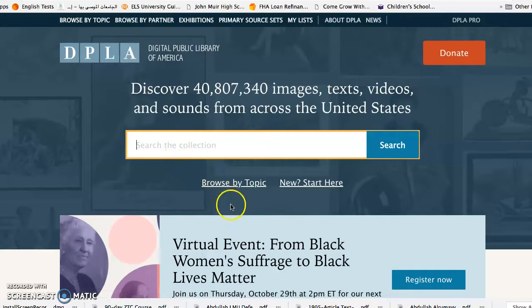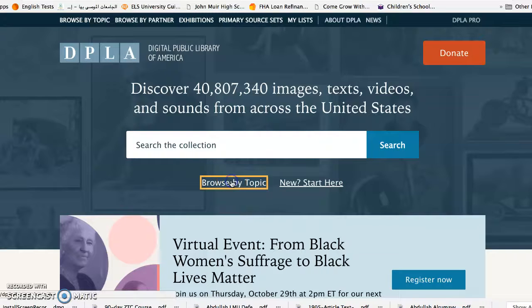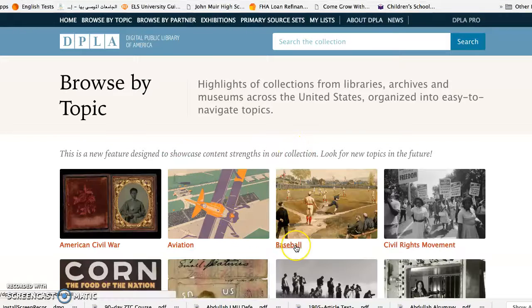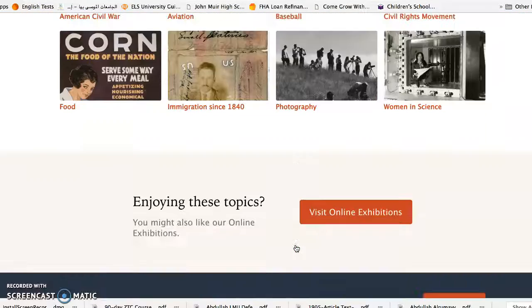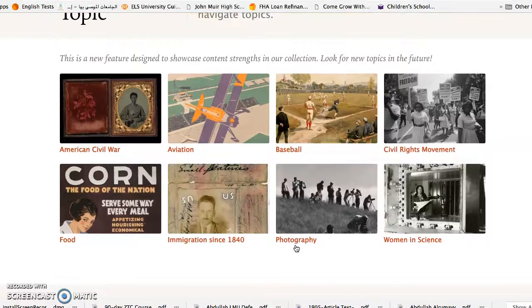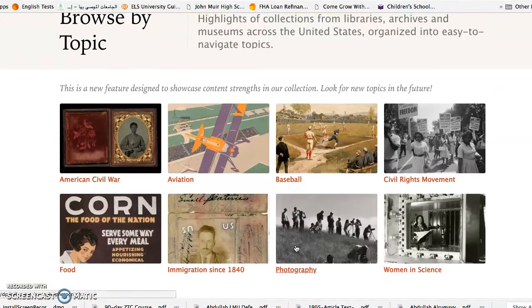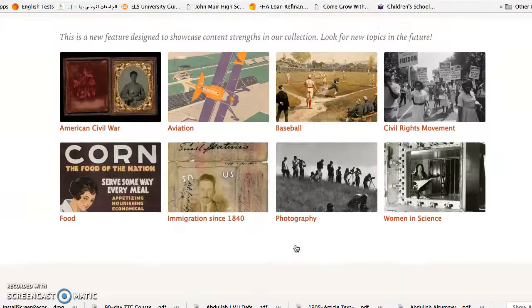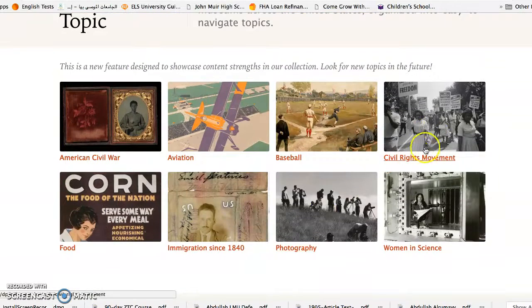or you can browse by topic. And so we see here that we can browse by topic. And really, this is not any of the topics that I'd be interested in. However, I think that I could do something with civil rights because this is a topic for political science.